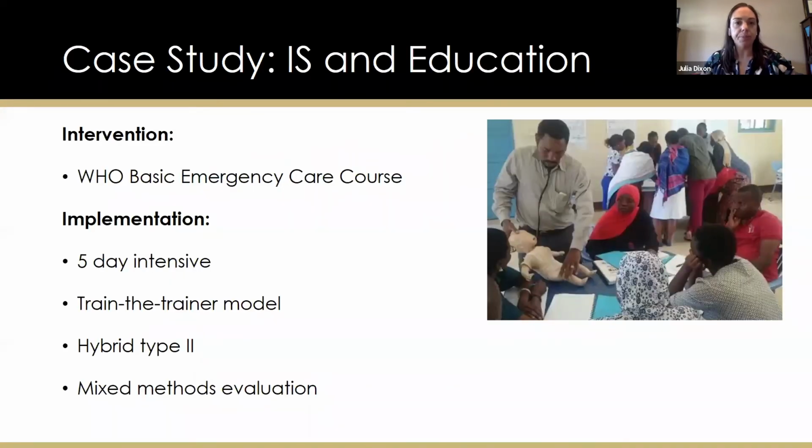Next slide. So for this case study, the intervention was the WHO Basic Emergency Care course. It was delivered relatively close to the intended 5-day intensive framework. And we used a train the trainer model, and it was a hybrid type 2 design. So in an educational perspective, hybrid type 1 would be if you developed multiple education programs and you wanted to compare them. And then a hybrid type 3 would be if you've already identified your educational intervention and you really want to know how to implement it on a much broader scale. And we did do a mixed methods evaluation.